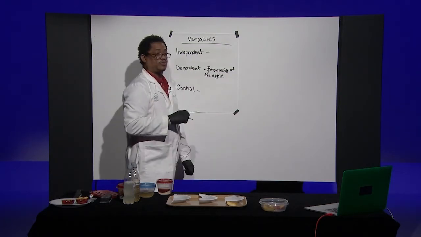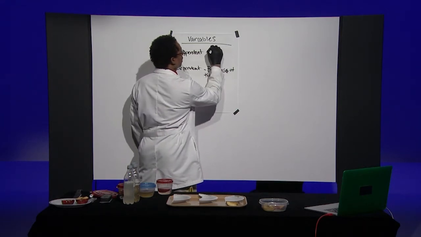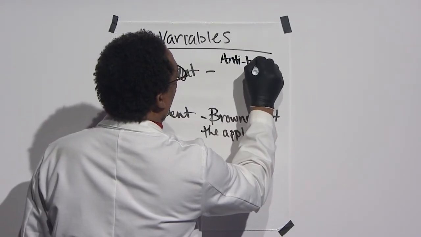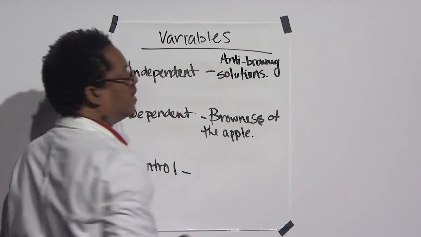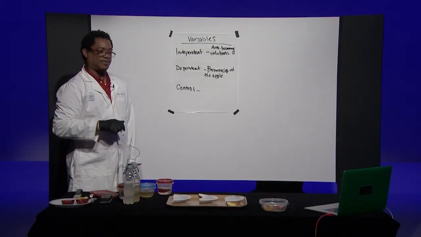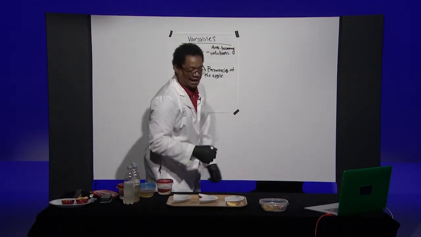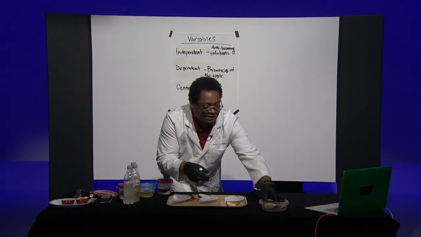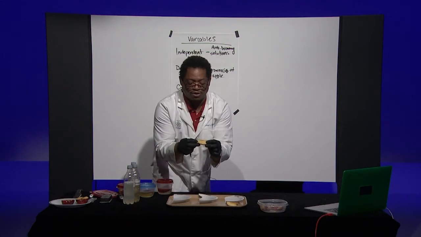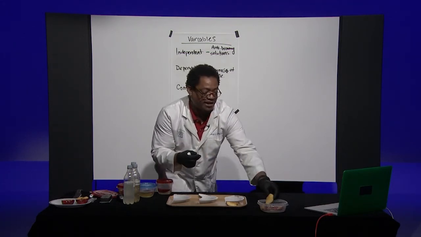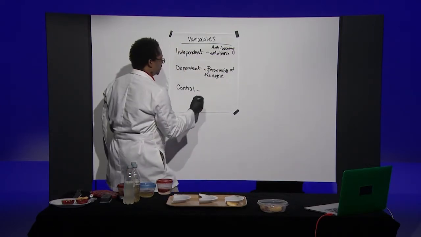And my independent variables, what are these going to be? This is going to be my anti-browning solution, I will call it. That's what I control. All right, so I manipulate those. And then my control is simply going to be the thing that I did nothing to. We did nothing. So don't be upset and mad. We did nothing to our beautiful apple. It just happened naturally. And because it happened naturally, what type of phenomenon is that? It is a natural phenomenon.